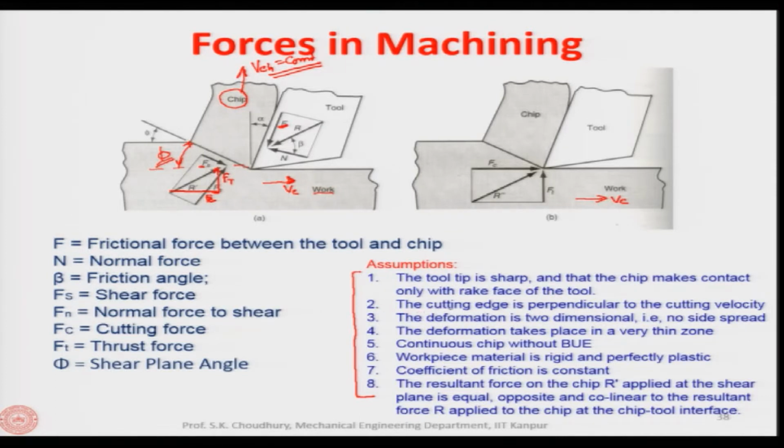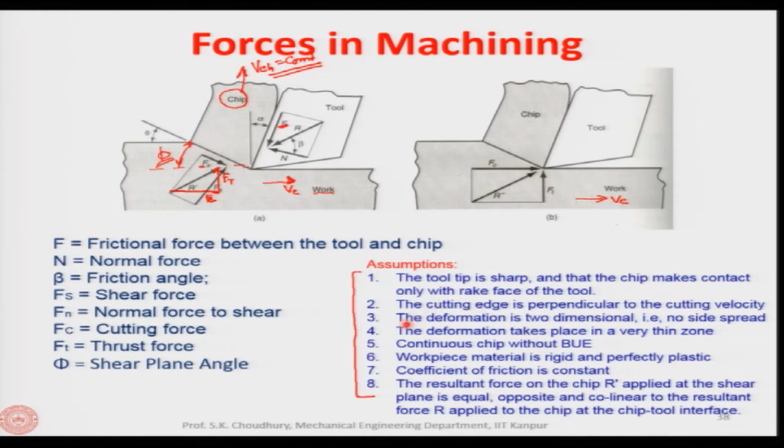Second assumption is the cutting edge is perpendicular to the cutting velocity, and if you remember, this is the one condition which is the condition for the orthogonal cutting. So, therefore, they are assuming that this is a 2-dimensional cutting or the orthogonal cutting.